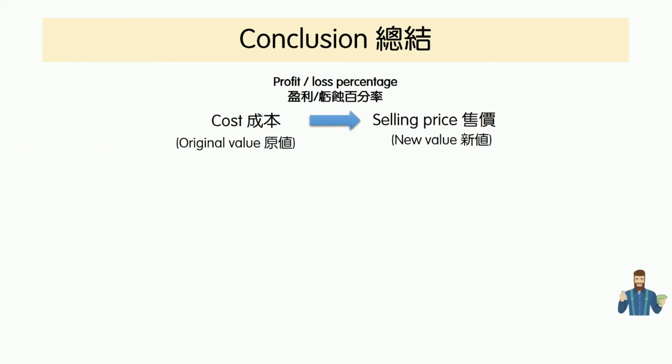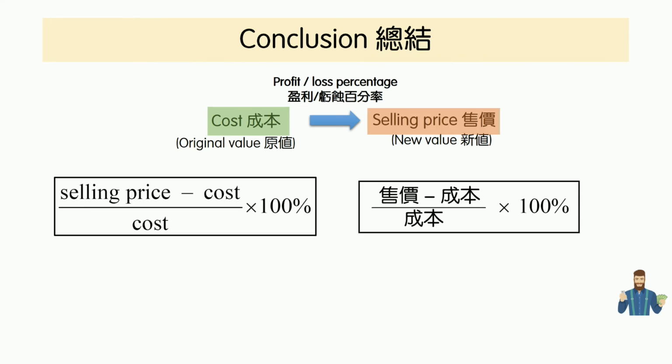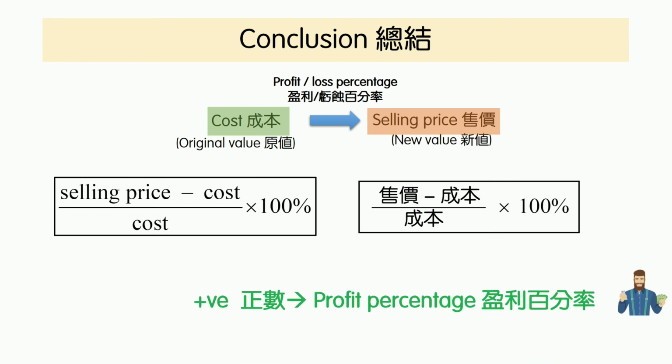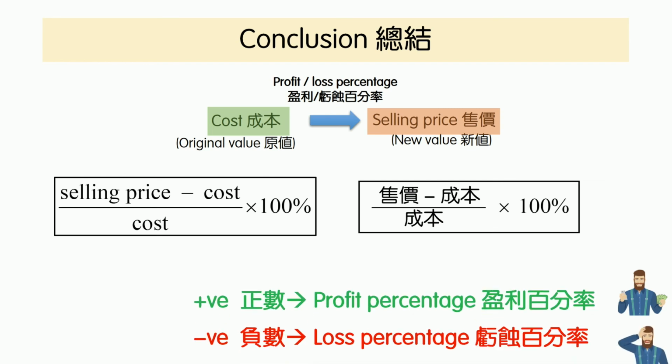Let's have a small conclusion. The cost and the selling price. We can use what we have learned previously to calculate the profit or loss percentage. New minus old over old times 100%. A positive number is a profit percentage, a negative number is a loss percentage.